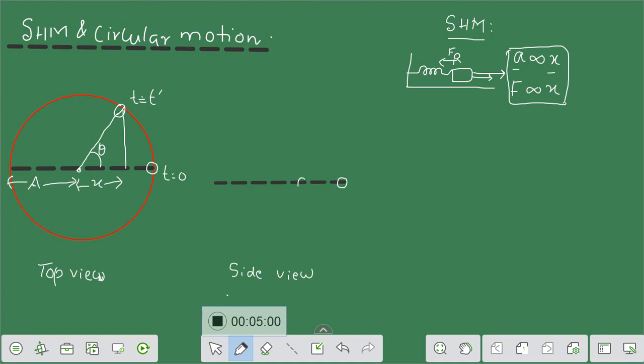You have to imagine this, or you can take a ball and put it on a plate and rotate it and check it from the top view and the side view. Now, before we proceed, let's do certain calculations.